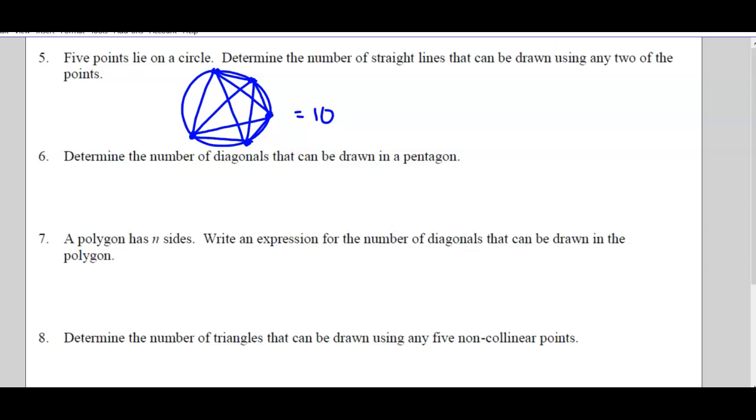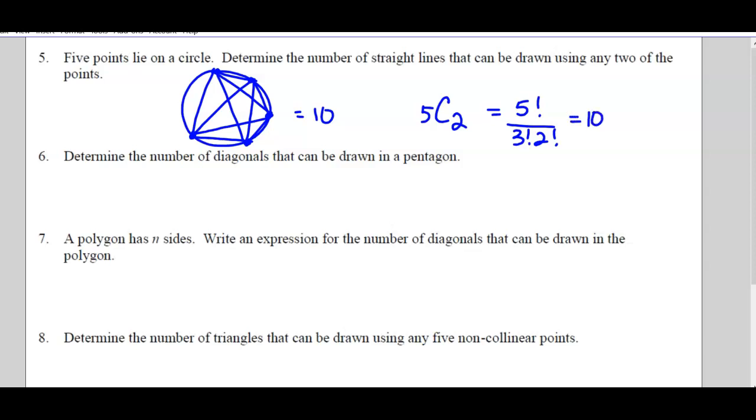Think about it, you have 5 points and you're joining 2. So you're choosing 2 points to join up. Find the value of 5C2. Is it 10? Yep, because remember, 5C2 is 5 factorial over 3 factorial, 2 factorial. So this simplifies to 5 times 4 divided by 2, which is 10.